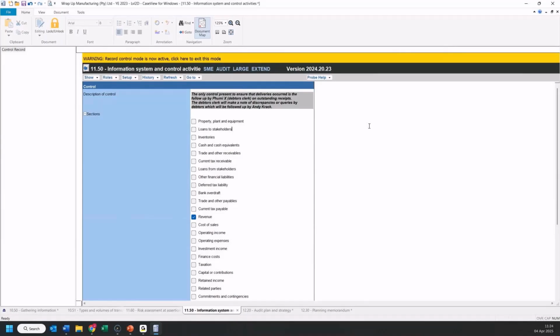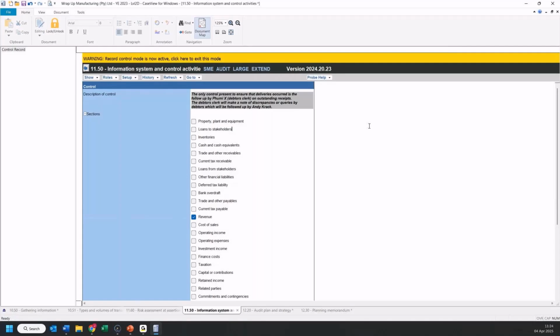So the system description didn't include this part, but in further investigation, we found that the only control that really is present there to ensure that deliveries occurred, so to address this occurrence risk that we have, is that Pumi X, the debtors clerk, takes or follows up on any outstanding receipts. So when the debtors don't pay, she follows up on those receipts, and she will make a note of any discrepancies or queries by the debtors, which are then followed up by Andy Crack.